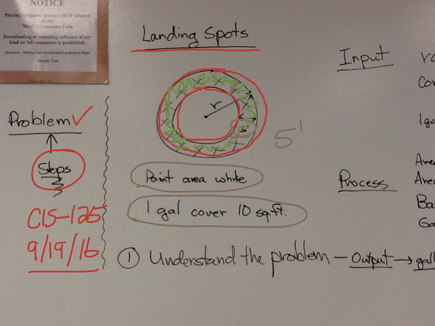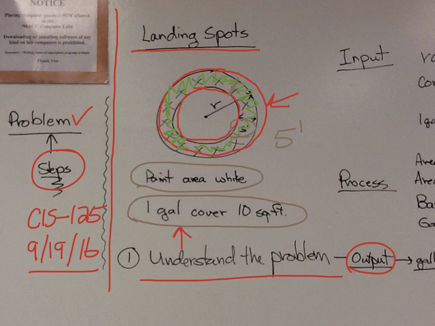And then I asked them, what's the first most important thing you have to do to understand the problem? What do we want out? Well, I really only want out, in this problem, how many gallons of paint it's going to take to paint that area. So that was the first step. So we went and visited a little bit, talked about it, and made sure the students understood the problem.